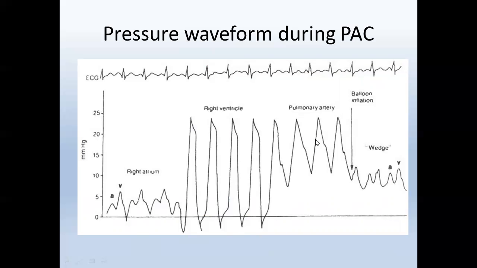You have a pulmonary artery tracing. This is your systole, diastole, systolic pressure, diastolic pressure. This is the dicrotic notch. This is the pulse pressure, right? Between your systolic pressure and diastolic pressure. Then you go for your wedge pressure, which again has an A and a V wave.